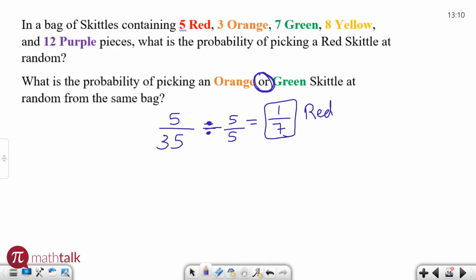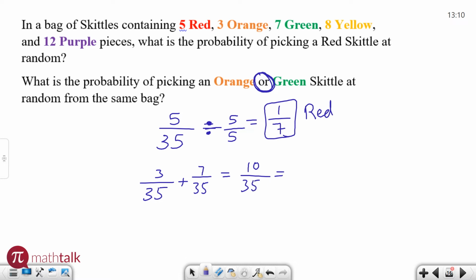The orange ones, there are 3 oranges out of the 35 total because it's the same bag. And then the green ones, there are 7 out of the 35 total. So for that, the fractions have the same denominator, which means I can just add the numerators together. That's 10 out of 35.